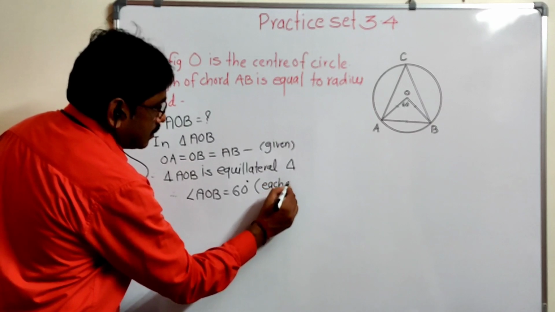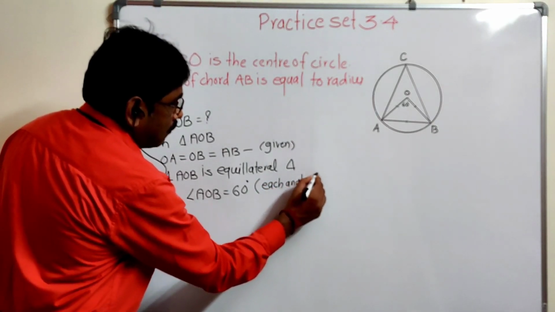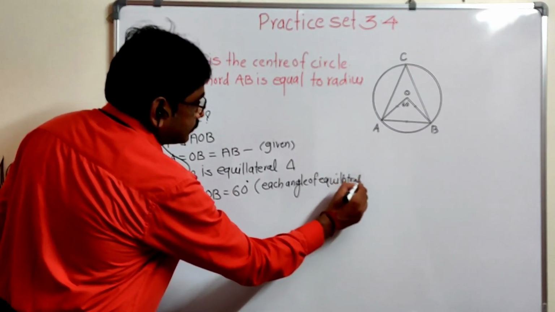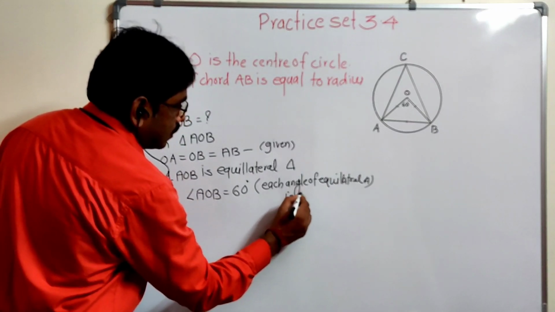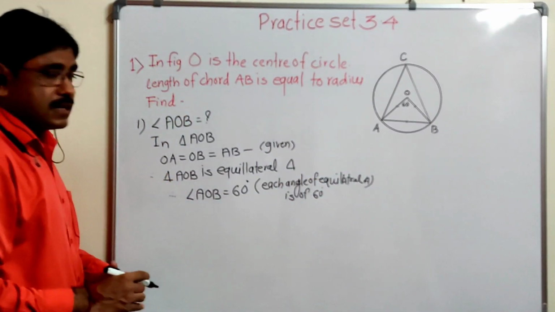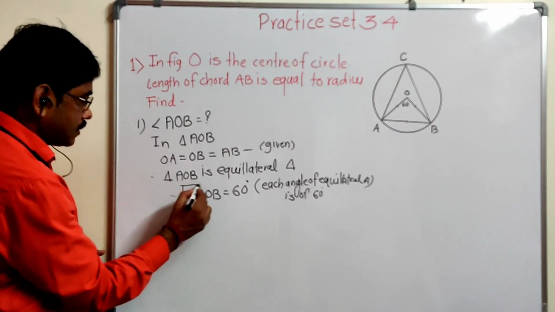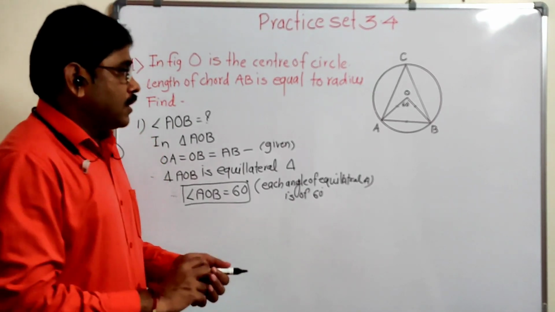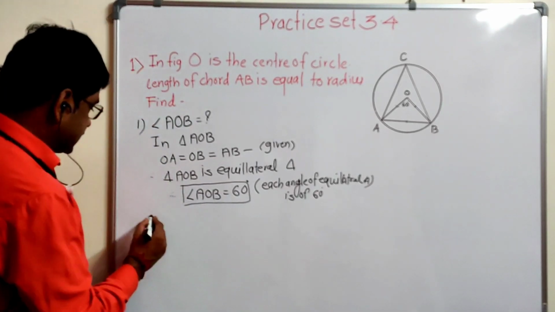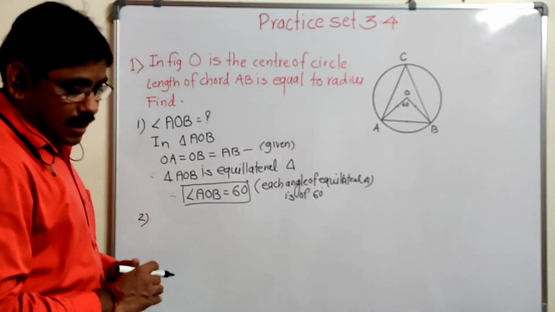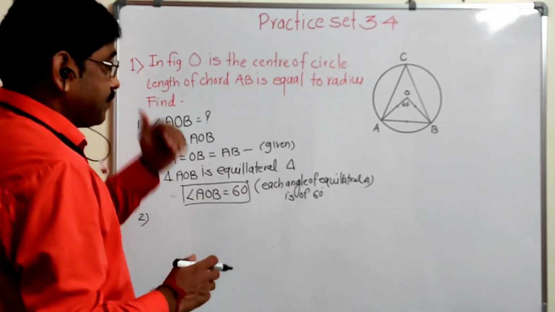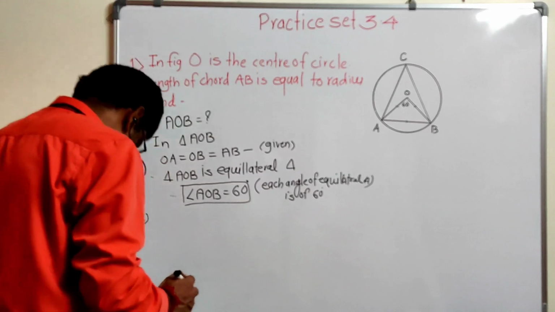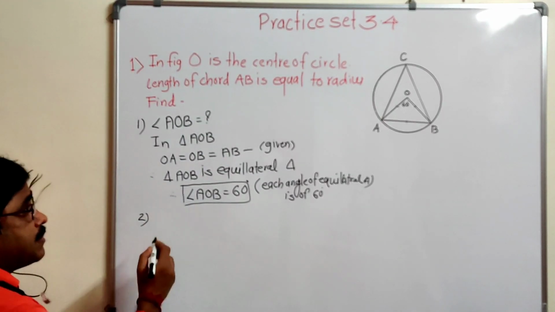Each angle of an equilateral triangle is of 60 degree because all three angles are congruent. So we get the first answer. This angle AOB is equal to 60 degree. That is the first thing. Now the second one, what do we have to find? The second thing we have to find is angle ACB, then measure of arc AB. So here, first find measure of arc AB.